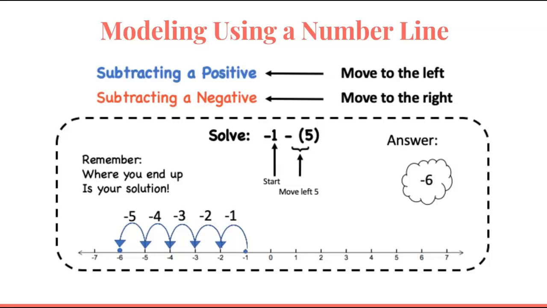It's important to see that I started at a negative, I took away 5 more, and I end up at a bigger negative. So when you subtract away a positive, your number gets smaller. When you subtract away a negative, your answer actually gets larger. Take a second, try the next two, come back to the video, and I'll go over them with you.